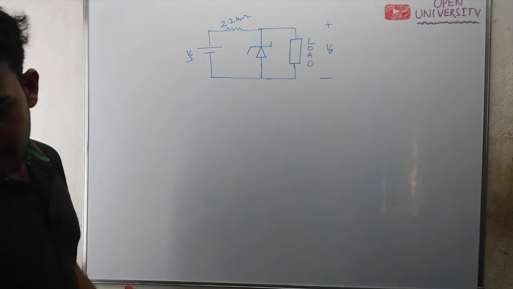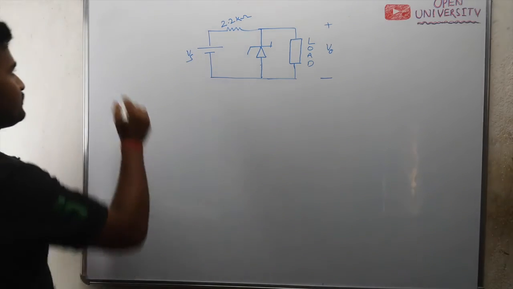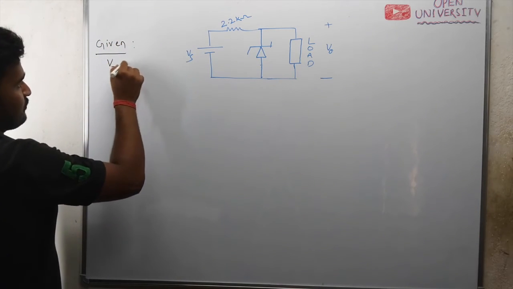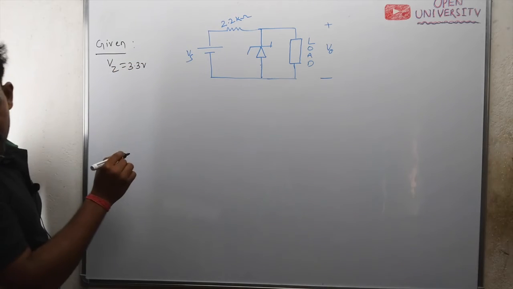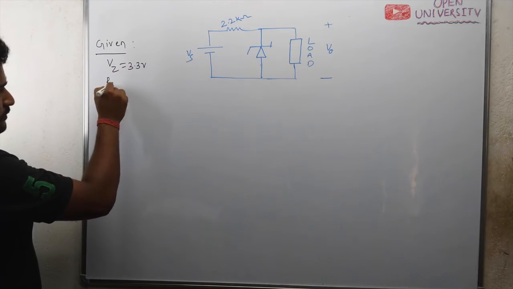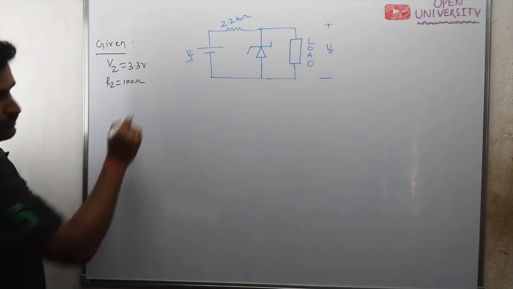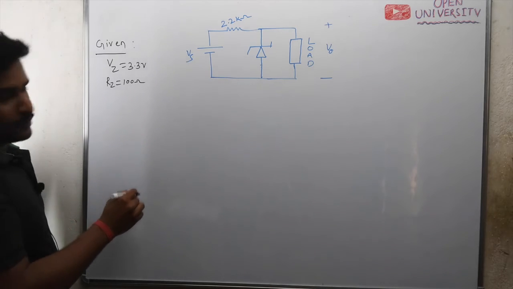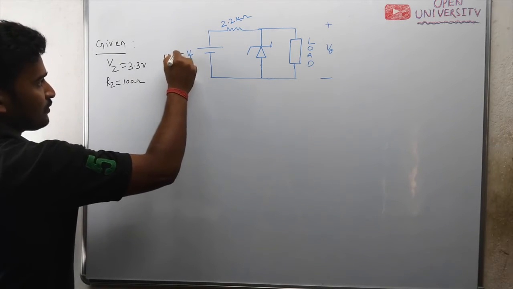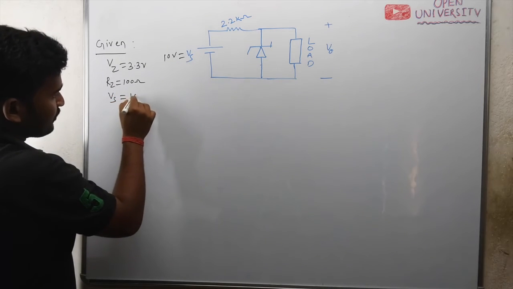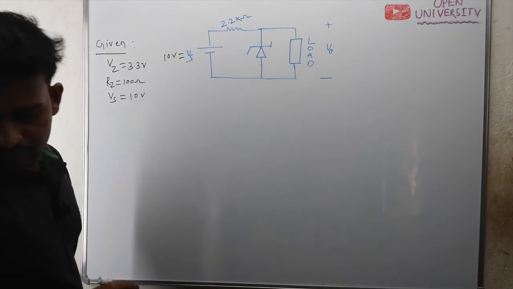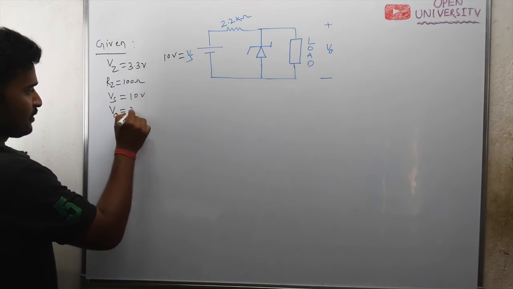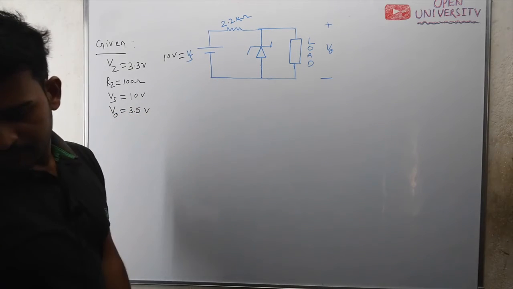What are the data given? Vz is given to be 3.3 volt, and Rz is 100 ohm. Okay. If supply voltage is given to be 10 volt, supply voltage is 10 volt, and output voltage is 3.5 volt. This output voltage is given to be 3.5 volt.